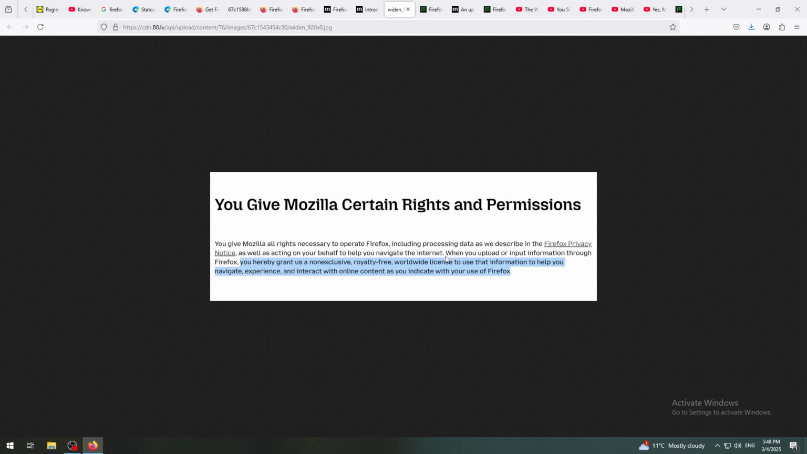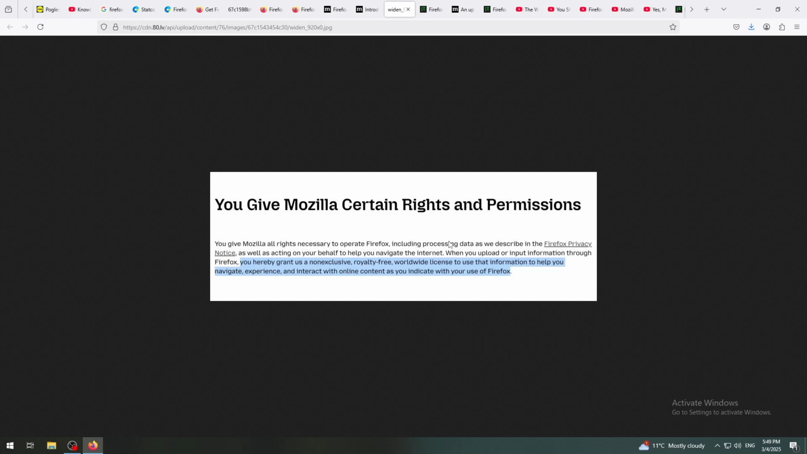This sentence here: "You give Mozilla certain rights and permissions when you upload or input information through Firefox." You should stop right there. When you upload information through Firefox, that could be an image, like I'm sending some image through email, or uploading it on some web page, my web page, or Instagram, or whatever other place, or uploading a video. The video which I'm making now, I will upload it to YouTube. So that's all covered by it.